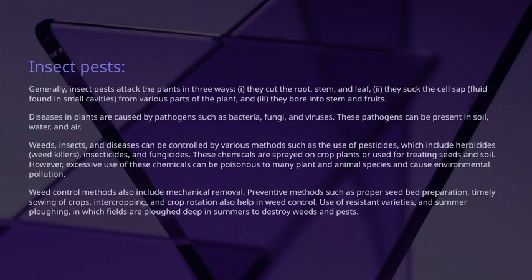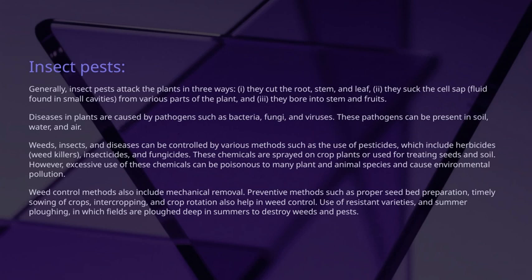These chemicals are applied directly to crops, seeds, or soil. But it's crucial to use them responsibly, because overuse can be toxic to plants, animals, and the environment, leading to pollution. We also use mechanical methods like physically removing weeds, which can be very effective. Preventive strategies are equally important, preparing the seed bed properly, sowing crops at the right time, intercropping different plants, and practicing crop rotation. All these help reduce pest and weed problems naturally.